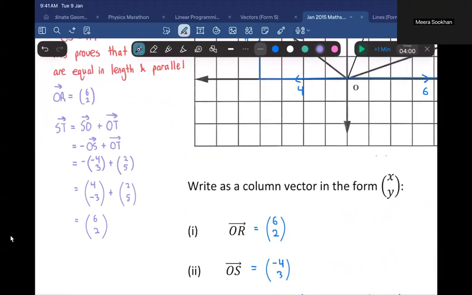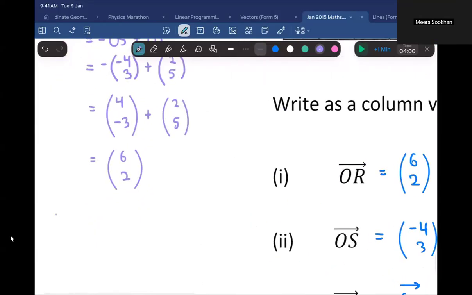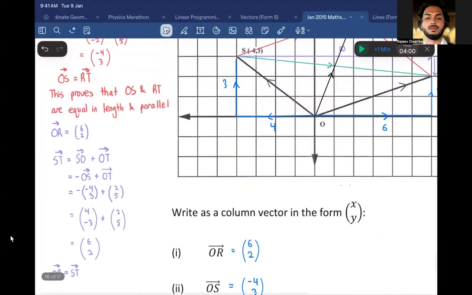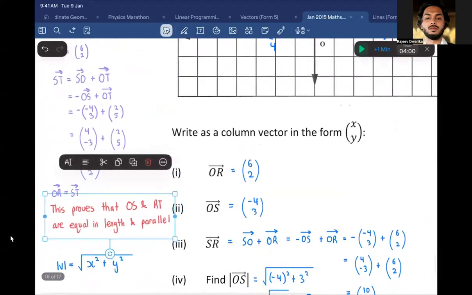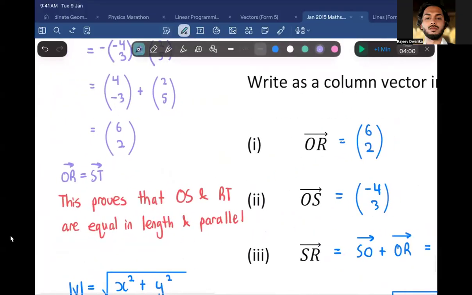I'm just feeling so dumb right now. No, it's okay. You're learning. So, Mira, were we able to prove that OR and ST were the same? Yes. So we could write OR is equal to ST. And if that is the case, then it would prove that OR and ST are equal in length. Equal in length and parallel.